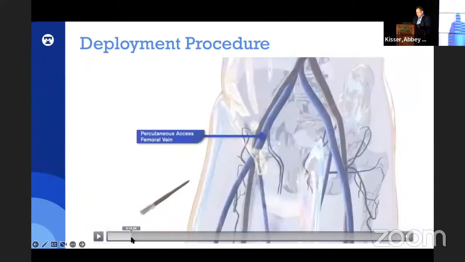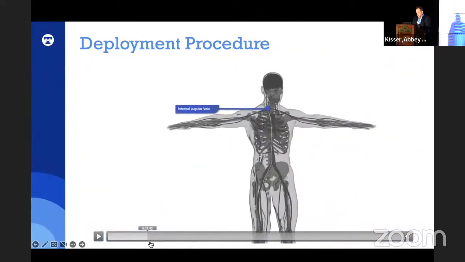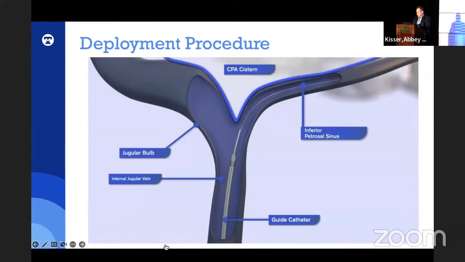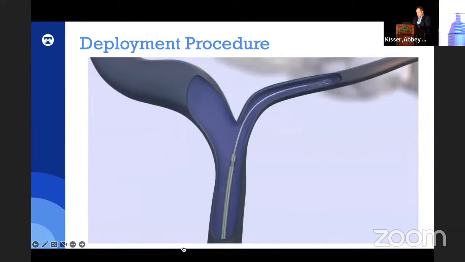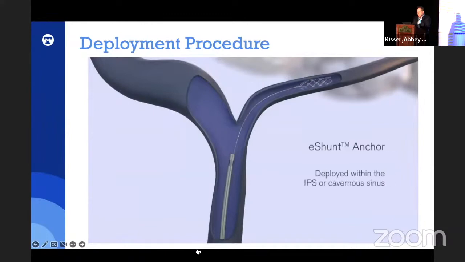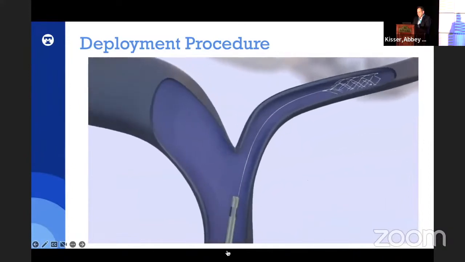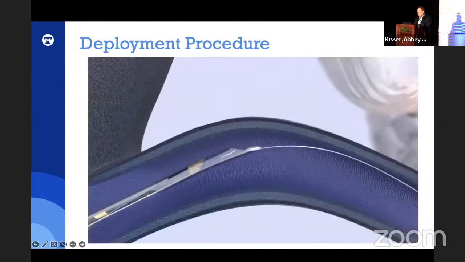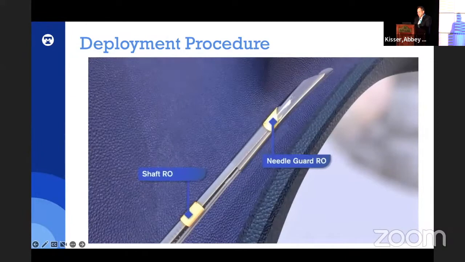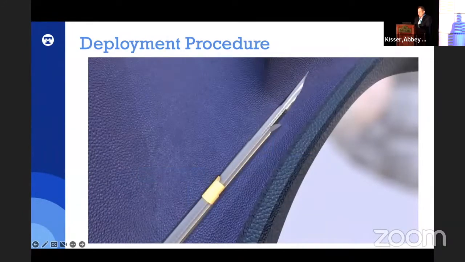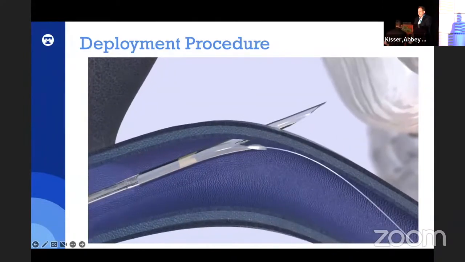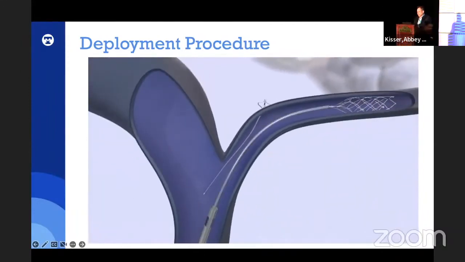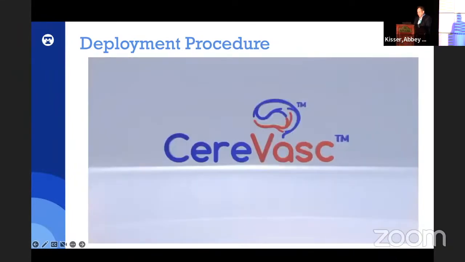I'm just going to zip through that again, just to summarize the procedure, going through the femoral vein. This is the jugular vein, and then we go up into the inferior petrosal sinus with our microcatheter. We use that to deploy the anchor, which is a temporary device. This is the system coming up over the flat rail with the needle guard. The needle guard is going to be retracted here. And once we're in position, we are able to traverse into the CP angle cistern. At the end, we are able to pull back. And so we're all done, in this case, for the e-shunt delivery.